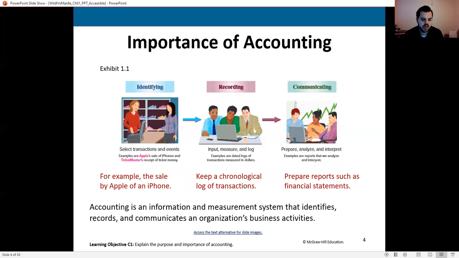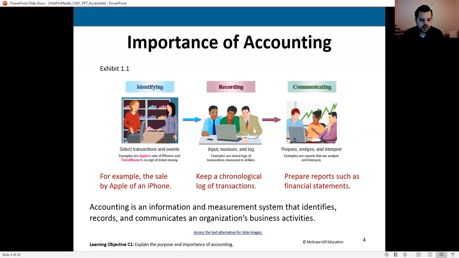We want to identify transactions. We want to record those transactions, typically in some type of a journal. And then we will communicate those activities both to our investors, to the external public at large, to our internal users of that information. All of those people will primarily be analyzing the success of our business by looking at our general purpose financial statements. So one of the main focuses in this entire course is going to be in this last section here of communicating and figuring out how we actually prepare these financial statements, what information is contained on each, and so on.